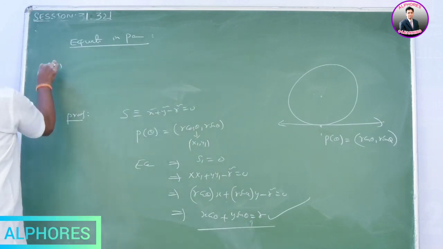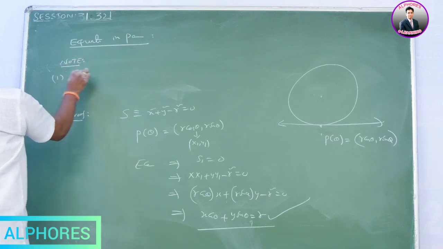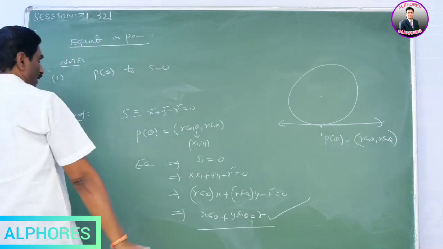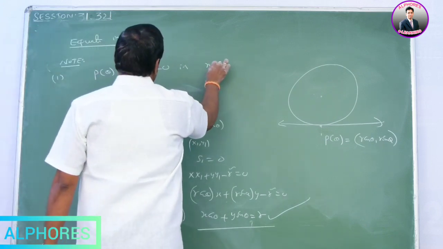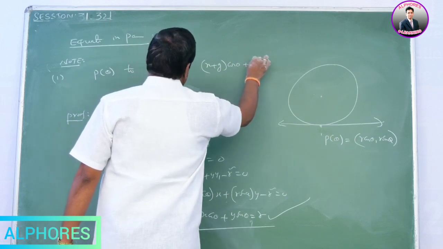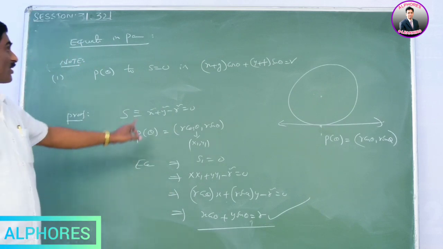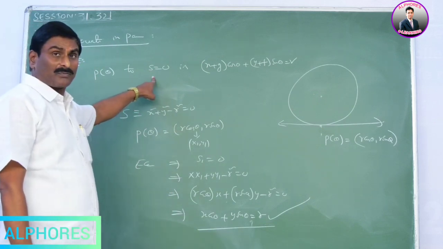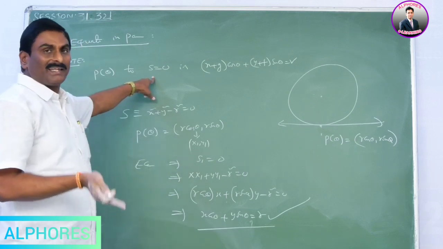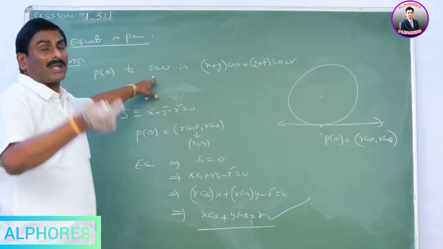Note this point. The equation of the tangent at P of theta to the circle S is equal to 0 is x plus g into cos theta plus y plus f into sin theta is equal to r. In this case, the center is not 0, 0. The center is minus g comma minus f. By using the transformation of axis, translation of axis, x can be replaced by x plus g, y can be replaced by y plus f.